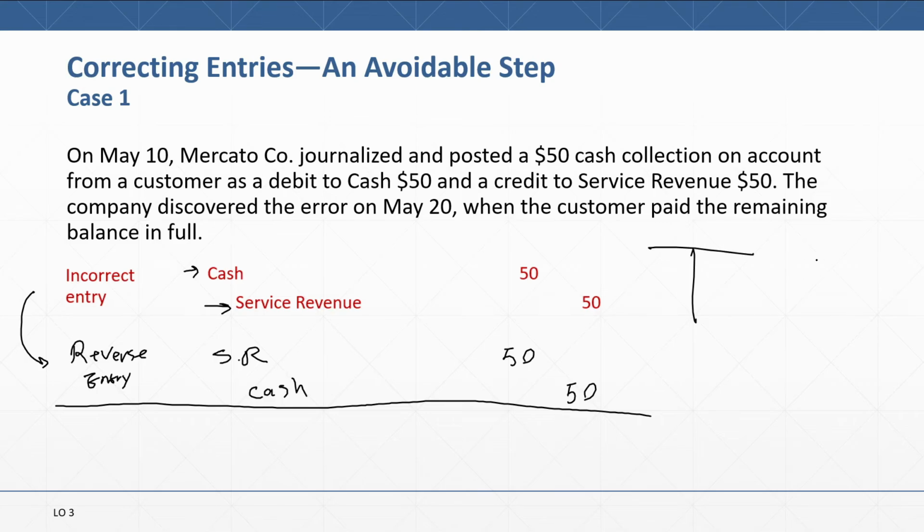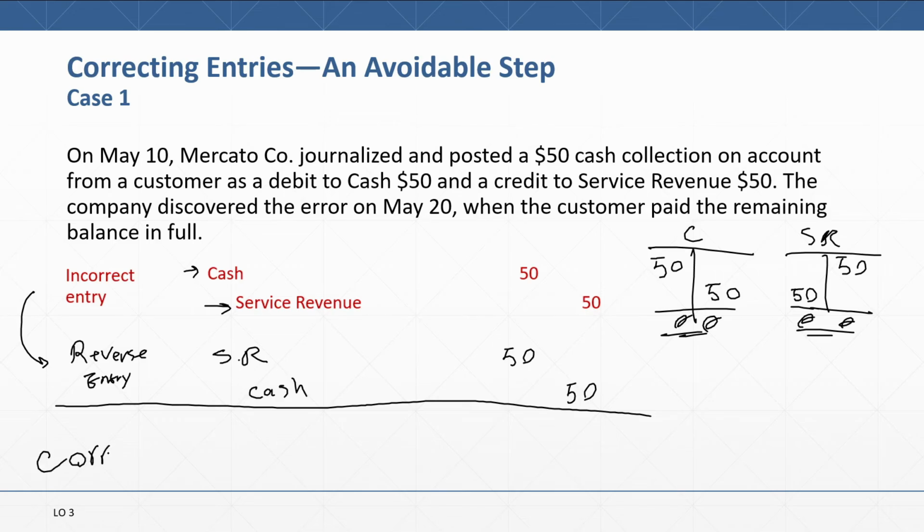Okay, now it seems that I'm starting over. Why? Because the mistake was cash 50 debited, service revenue 50 credited. Now by this reverse entry, I am cancelling out the effect of whatever was originally submitted. It is now gone. Left and right are equal. And then now I am ready to journalize the correct entry.